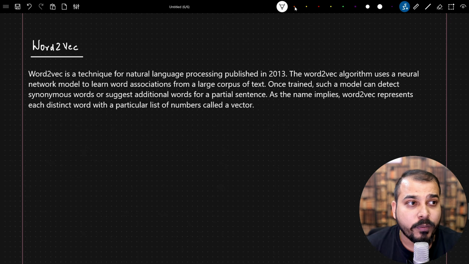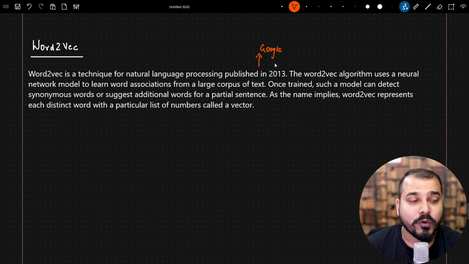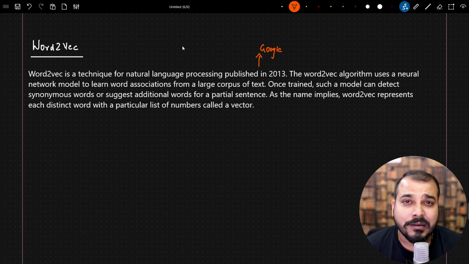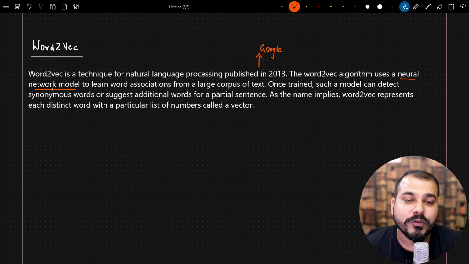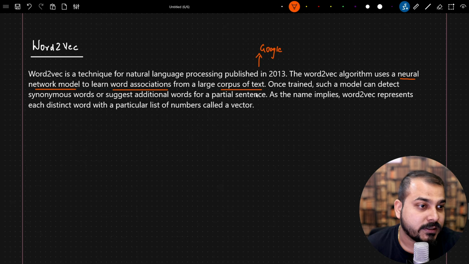So over here, Word2vec is a technique for natural language processing published in 2013, and it was published by Google, an amazing company. Already you know that, and they have done tons of work with respect to NLP. They're doing a lot of research. The Word2vec algorithm uses a neural network model. We'll be discussing how we'll be using it, how it uses a neural network to learn word associations. Please make sure that you understand these words: to learn word associations from a large corpus of text.